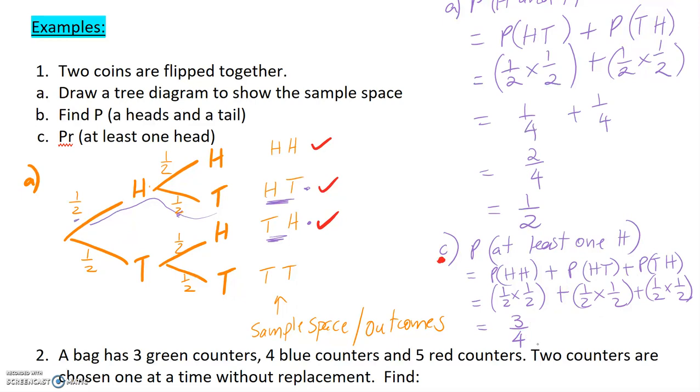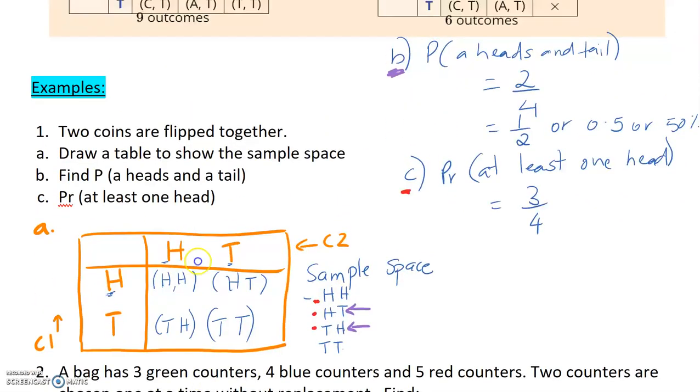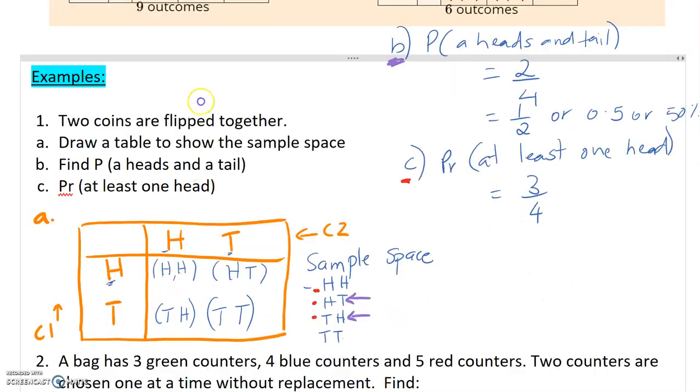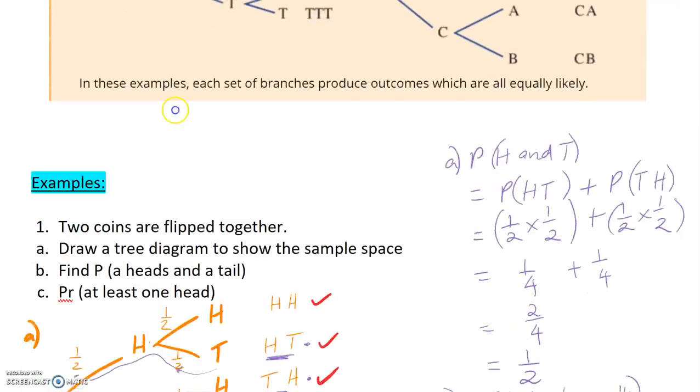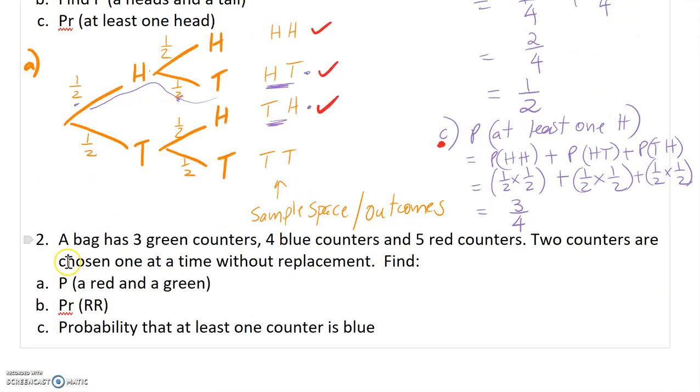Now let's go back and see, do they match our answers up here? Yes, they do, half and 3/4. So no matter which method you use, you will still get the same answer. What we'll do is, again, with the second example, we'll do this together in class, and we'll do the table, and we'll also do the tree diagram at the same time.